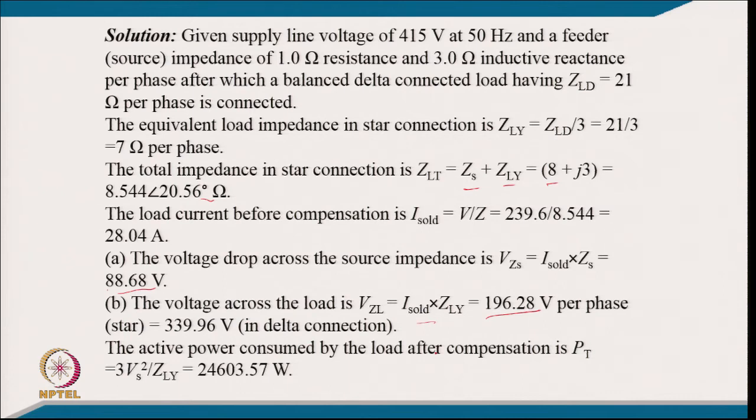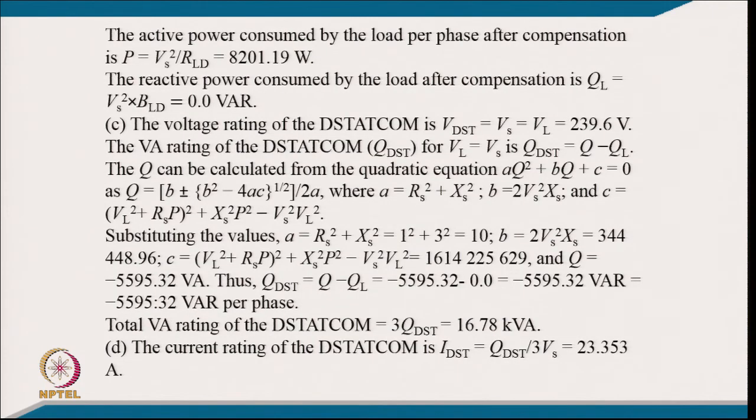The active power consumed by the load after the compensation, because the voltage across the load is now V, is V square by ZL. So, this comes to 415 square, because root 3 will be divided, by the load impedance, that is 7 ohm. So, this will be your power, 24.603 kilowatt. Now, coming to the active power consumed by the load per phase, we can take it as 1/3 of that. So, it will be 8201.19 watt, and the reactive power consumed by the load after compensation is 0.